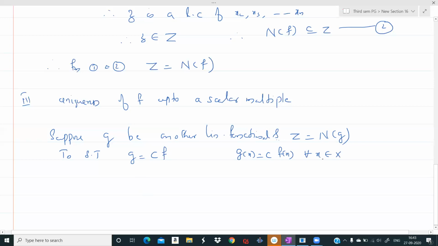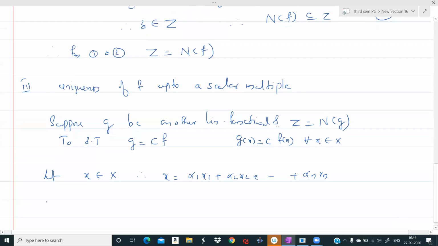So you take an x belongs to capital X. Therefore, x has a unique representation alpha 1 x1 plus alpha 2 x2 plus etc. plus alpha n xn. And it is given that G is linear. Therefore, Gx is equal to, applying the linearity of G, alpha 1 gx1 plus alpha 2 gx2 plus etc. plus alpha n gxn.